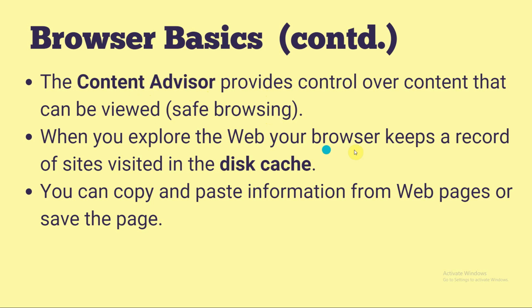So when you explore the web, your browser keeps a record of your sites, like what I mentioned earlier. We can call it disk cache, or history, or maybe cookies, which is what the browser or websites call it. And you can copy and paste information from websites, and use the save page option, if you want to save all the data on a particular web page for offline access. If you want to do research and you cannot easily access the internet, then you just go to the file save page to have the information for offline use.